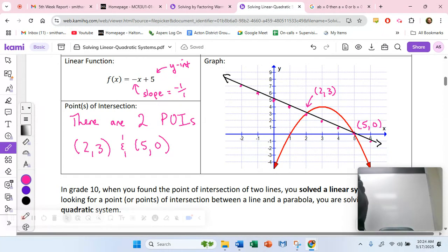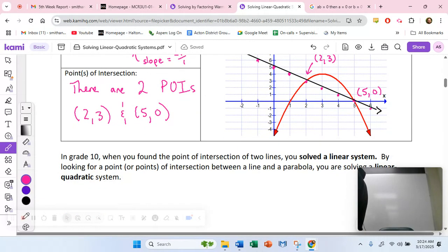In grade 10, both courses solved linear systems where you either graphed 2 lines and found where they meet, or you learned some algebraic techniques to find a point of intersection of 2 lines. Today, we're finding where a line and a parabola meet. We call this solving a linear quadratic system. Big fancy name for just saying we're going to figure out where a line and parabola meet.